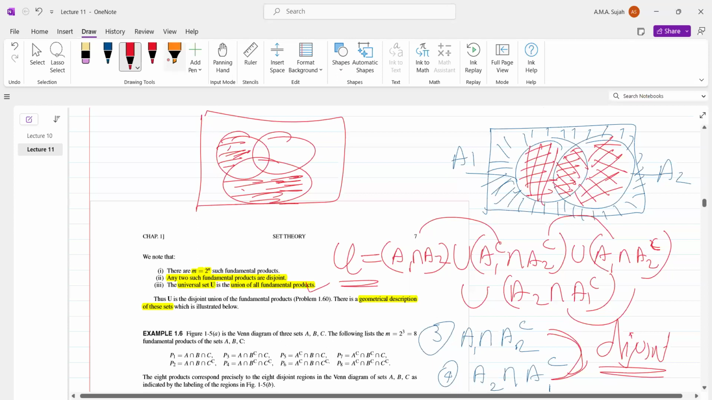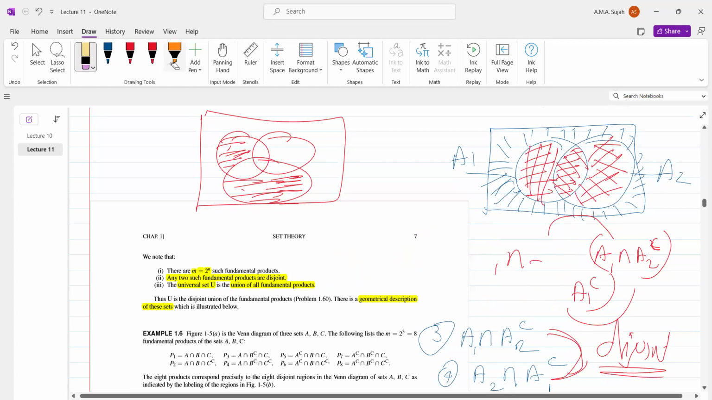These are the three points. You need to remember, right? Any questions?